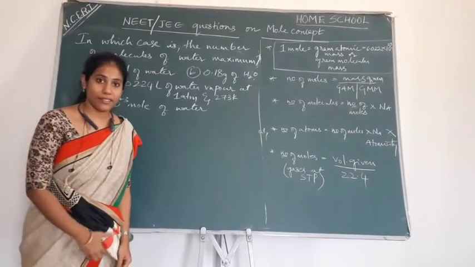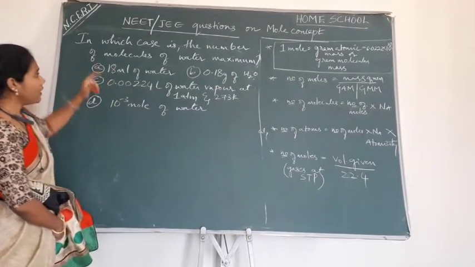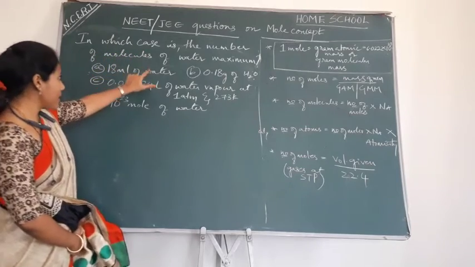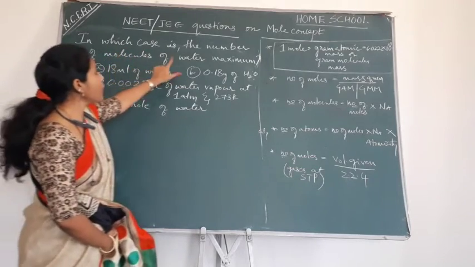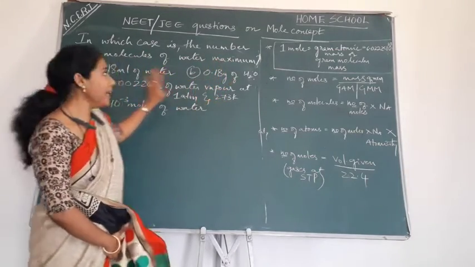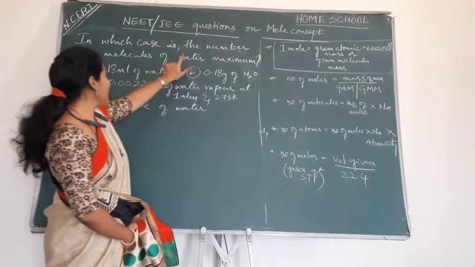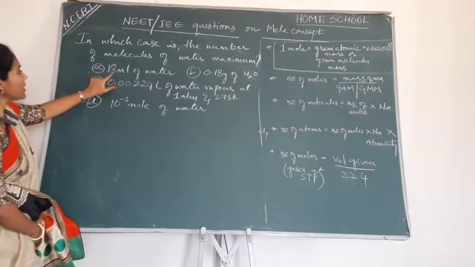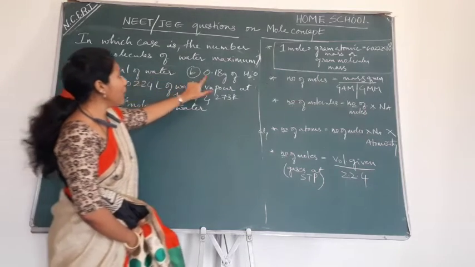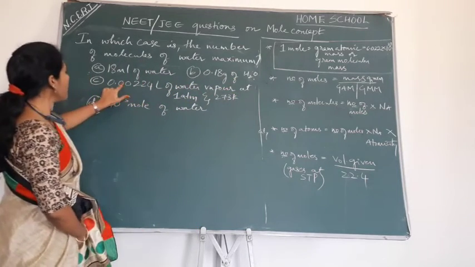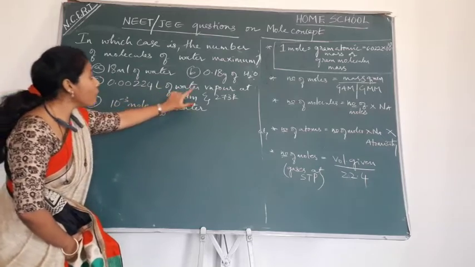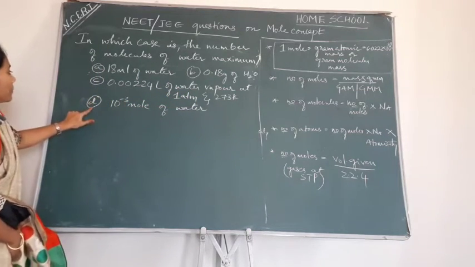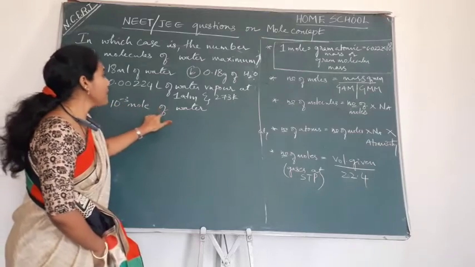Coming to our next question, just similar to the previous question itself. In which case is the number of molecules of water maximum? See the options. 18 ml of water, 0.18 grams of water, 0.00224 liters of water vapor at 1 atm and 273 Kelvin, and option D is 10 to the power of minus 3 moles of water.